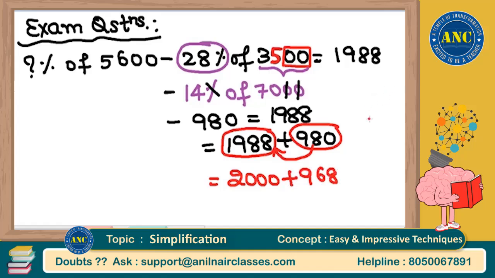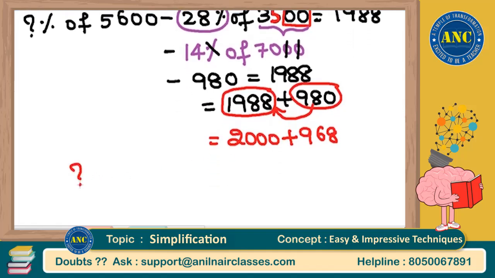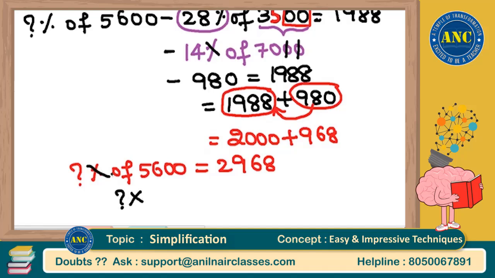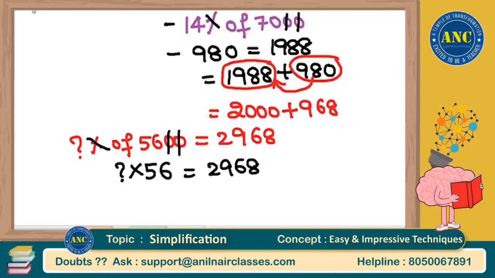I believe the idea is clear. The left hand side is nothing but question mark percentage of 5600. The right hand side is 2968. Percentage is cancelled, two zeros cancelled, it is 56, and then it is 2968. I can simplify it by 7, as both are multiples of 7. 7 into 8 is 56. 7 into 4 is 28. Again 7 into 2 is 14. Again 7 into 4 is 28.